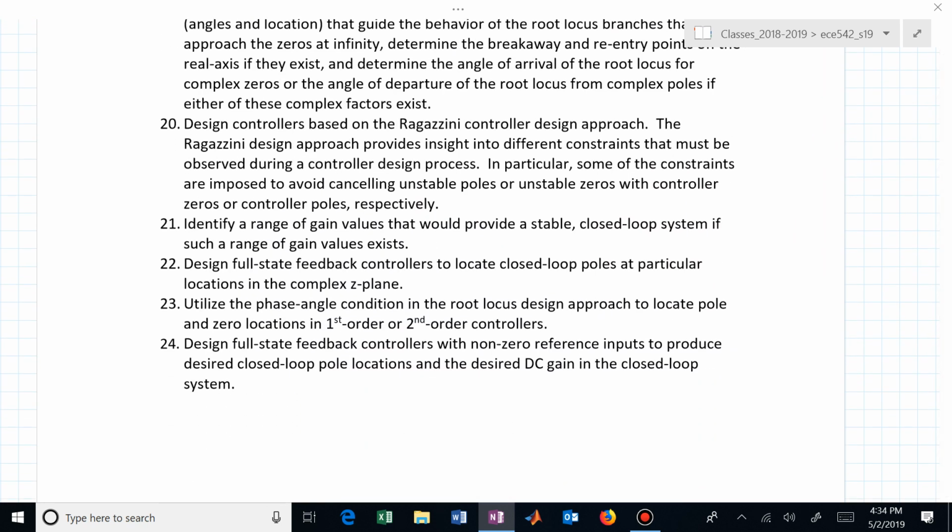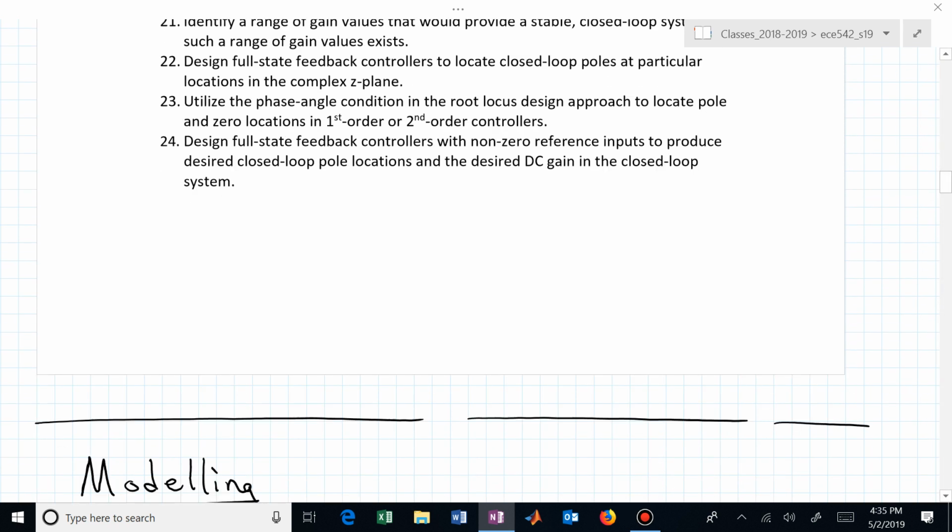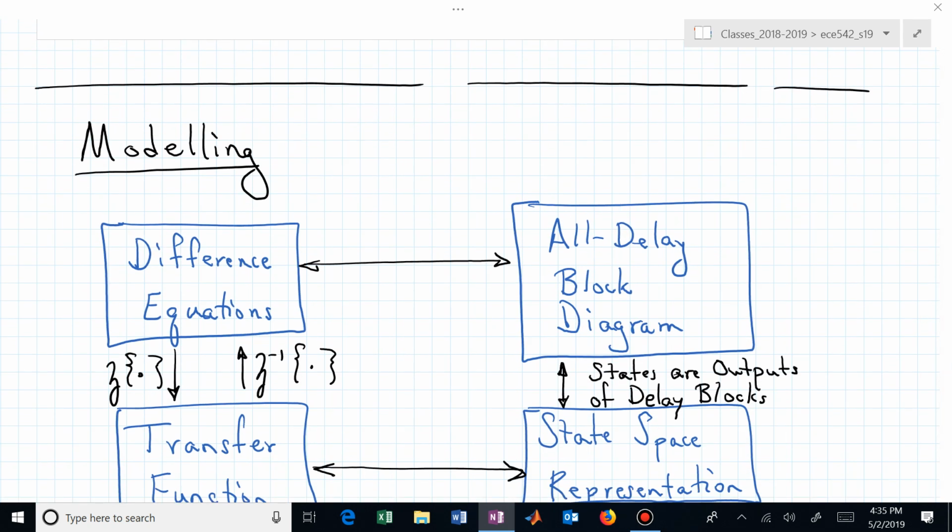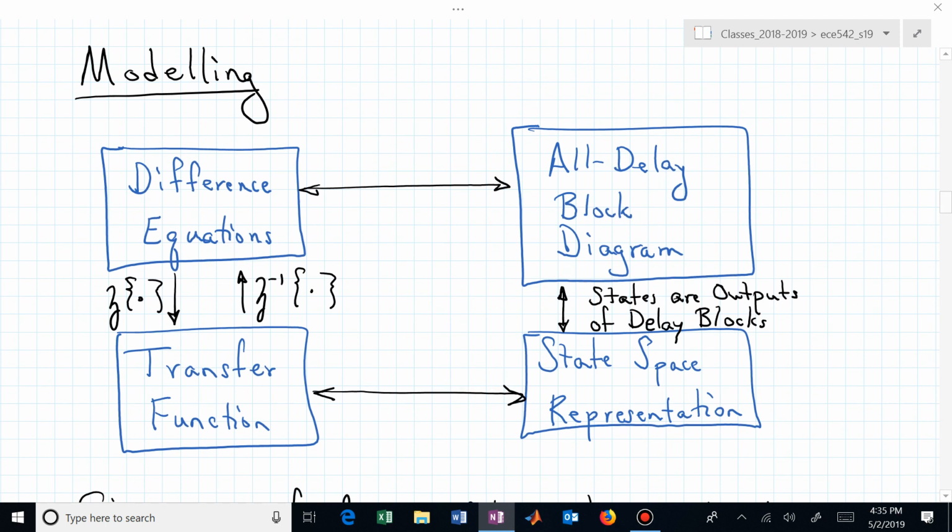So here are 24 topics. I said we would have 15 questions, so here's a collection of possible questions, and I've even given you a practice final exam this semester. So you have a fair amount of information to be working with in order to prepare for the final exam. Let me just scroll through some concepts.